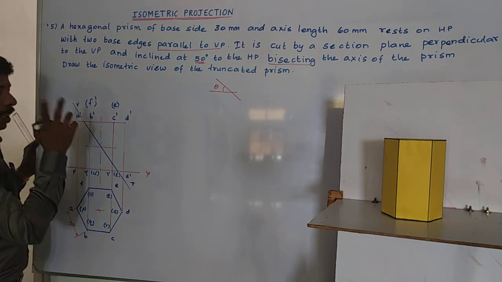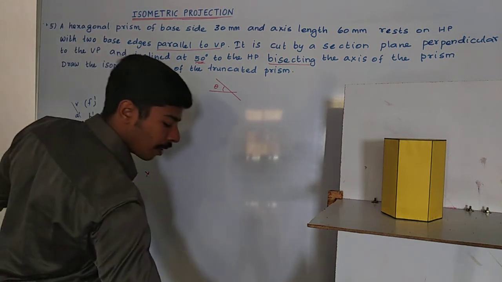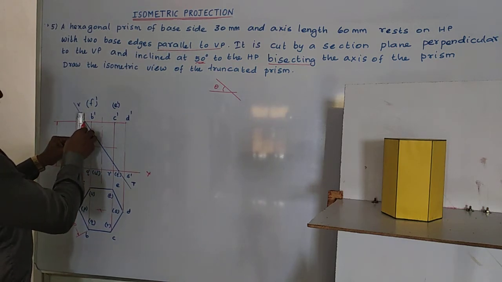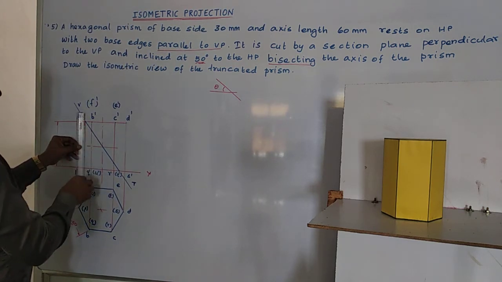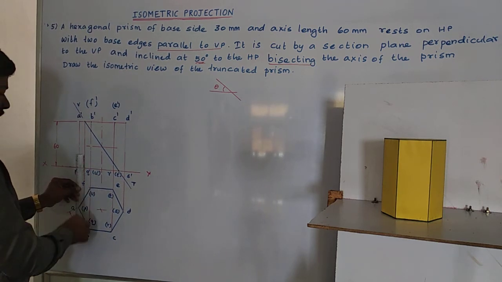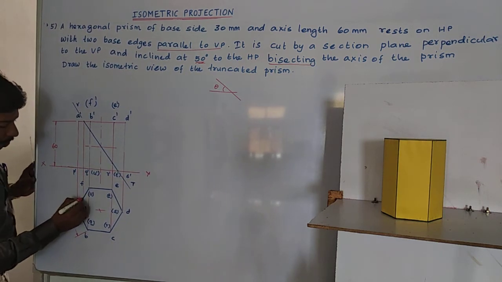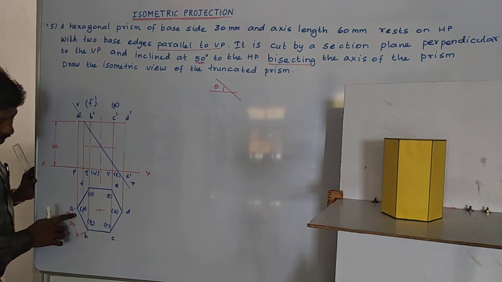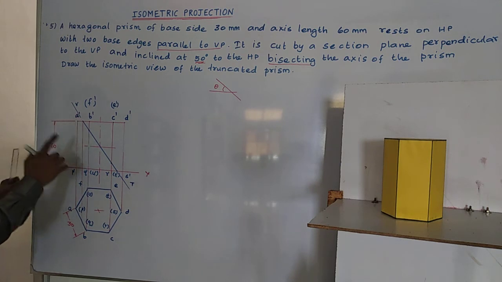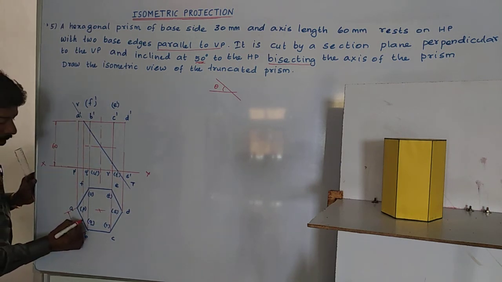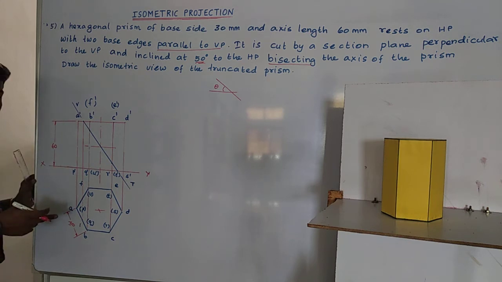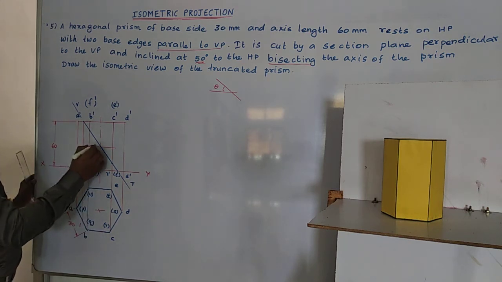At this point we have two edges. We are trying to project to the top view. If you project to the top view, it is meeting at two points, that means at AB and AA. So here we have two points, one visible point and one hidden point. Then go to the next point here.